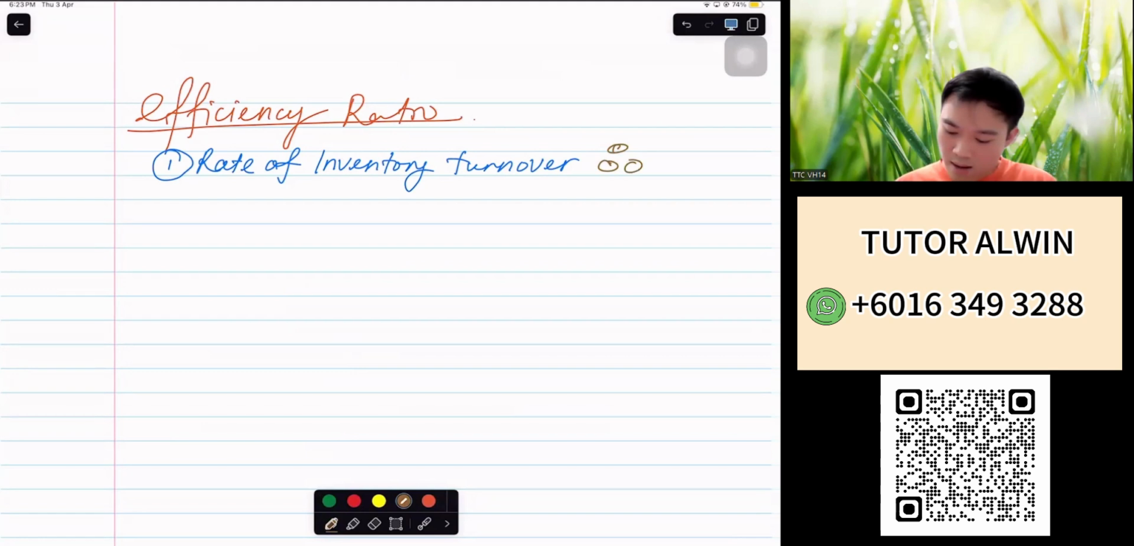This is nice, man. Why? How good are you in selling things? Basically, that's what they're talking about. Okay, we have two formulas here. If they are asking about how many times, it will be this.